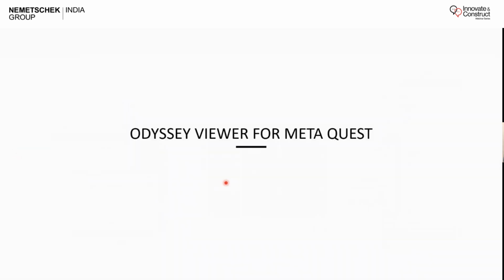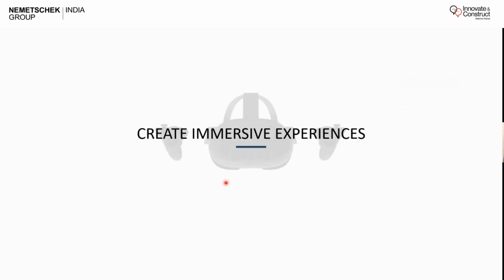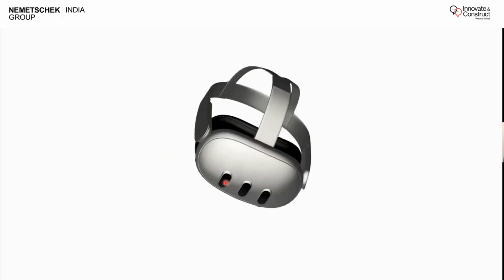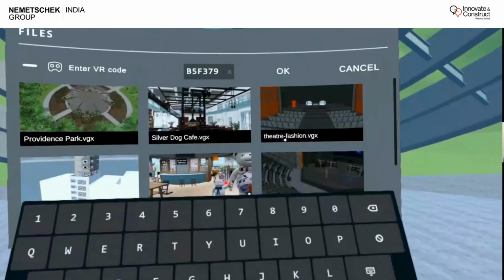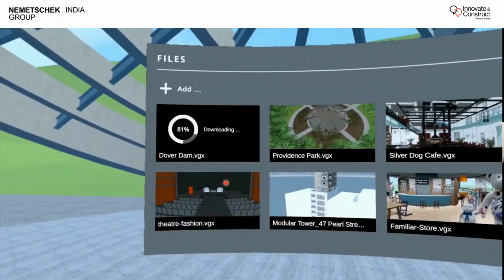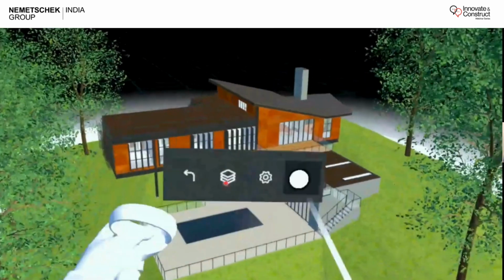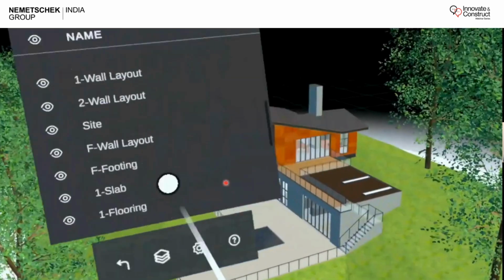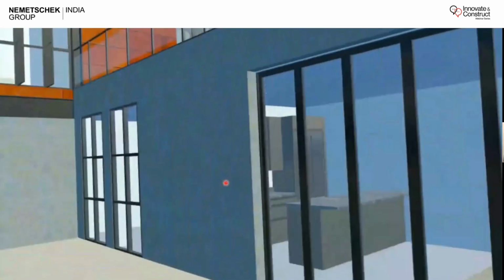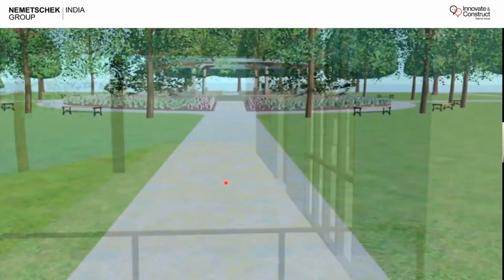There is an Odyssey viewer for Meta. You can take the whole model we just talked about, take it to your VR, and send it to a cloud platform where you can see your model. You can navigate it and read the different layering. Your different layers can be switched on and off. You can see your building in advance, right before it gets constructed.